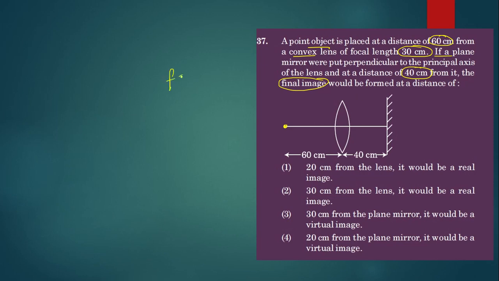The focal length of this lens is 30 cm. Immediately we realize that twice f will be 60 cm, and the object, initially, is located at 60 cm. So we realize that the object is placed at twice f. Let's attempt this question step by step.